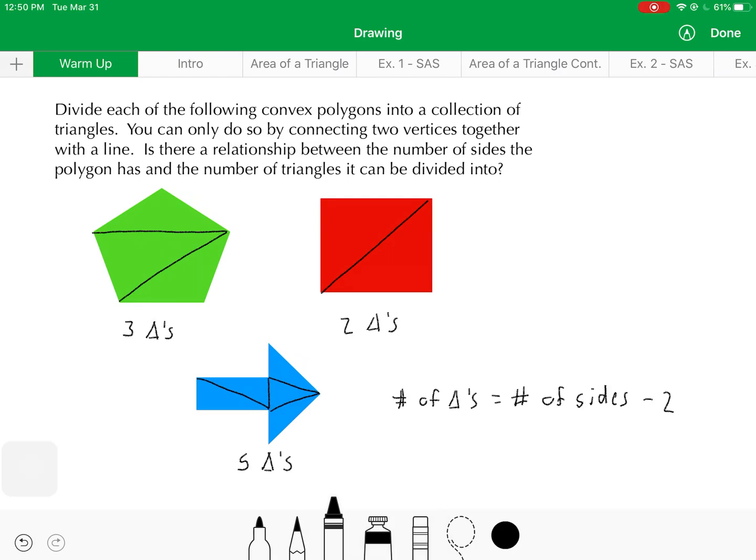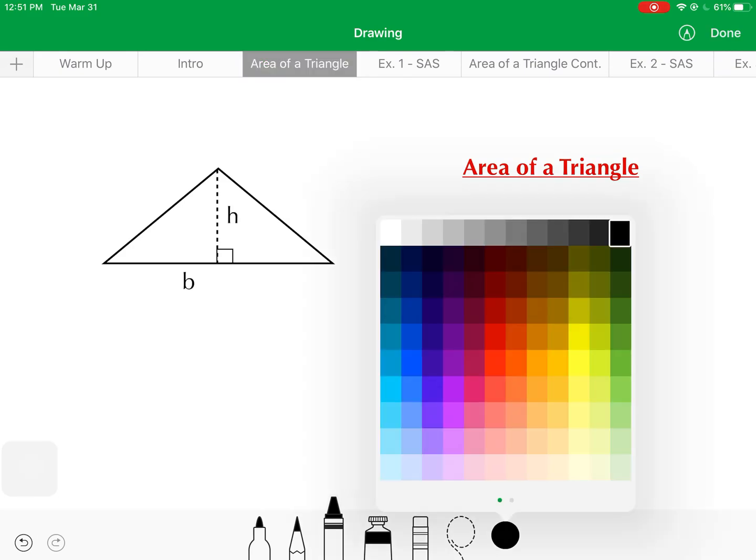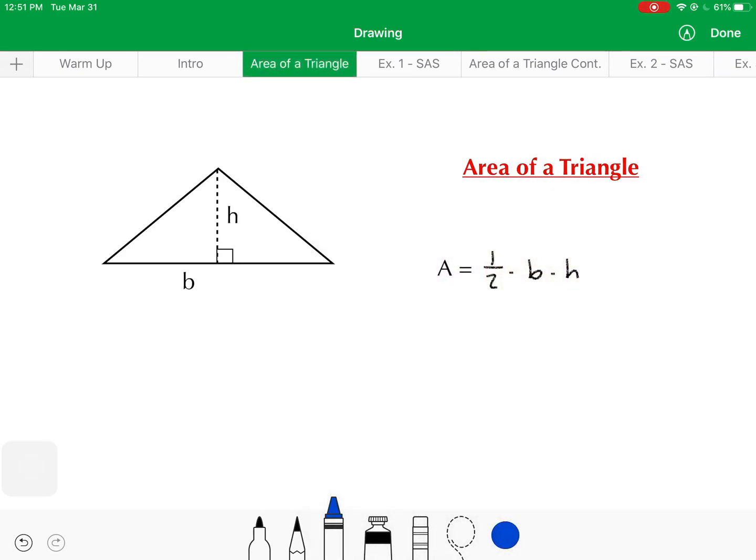Now, really, what I'm getting at with this warm-up is that if I can find the area of a triangle, then I should be able to find the area of any convex polygon, because of the fact that it can always be divided into a collection of triangles. So let's segue into area of a triangle. You've worked with this formula for years. We know in general area is equal to 1/2 times the base of the triangle times the height of the triangle. Now let's dig a little deeper into this.